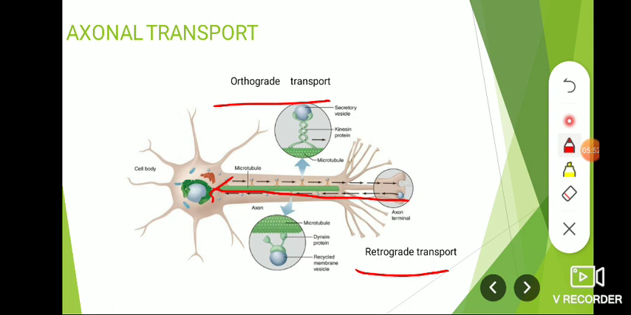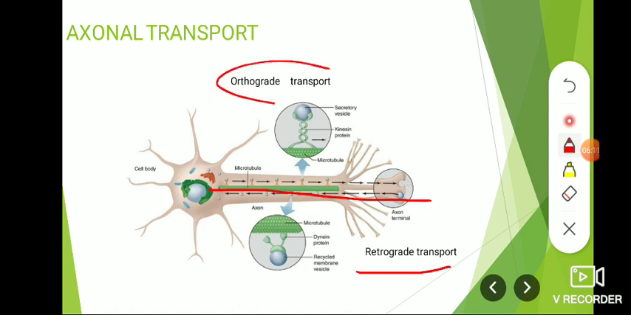And in retrograde transport, some of the viruses can come and go towards the brain. So this is again one of the ways of transport of virus towards the brain, for example, the rabies virus. So two types of transport are there in the axon: orthograde transport and retrograde transport.